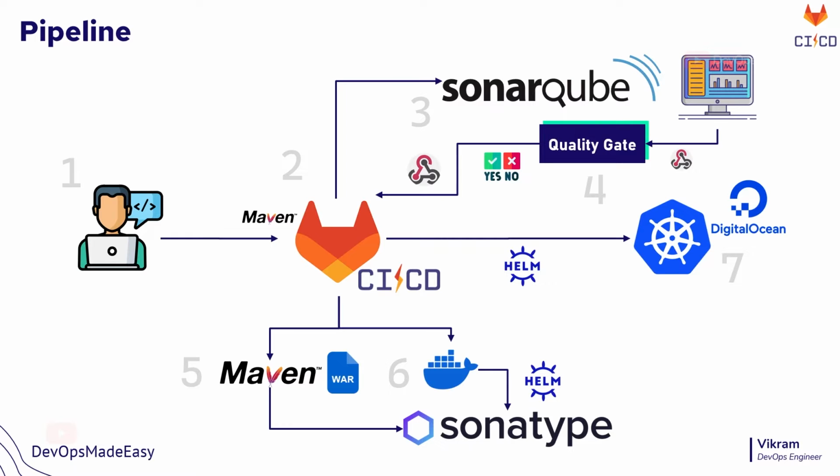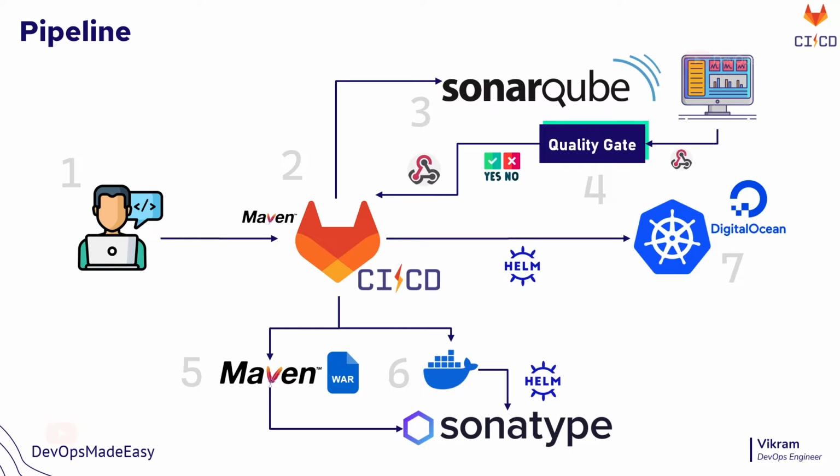We already covered how to generate the Helm charts for the application in the Jenkins video, but still we are going to see it in a bit in this video. So this is the complete CI/CD pipeline that we are going to follow.